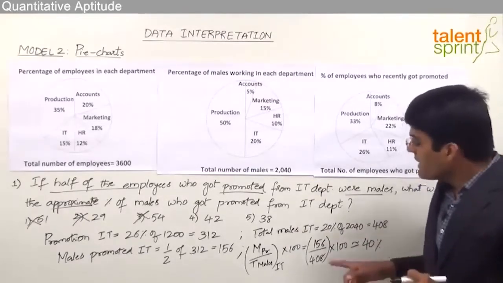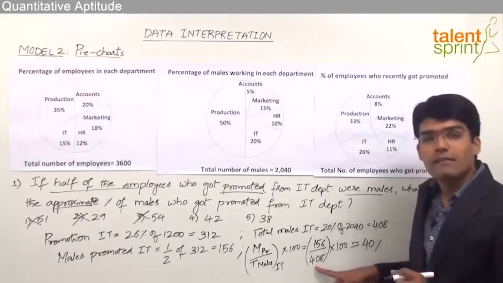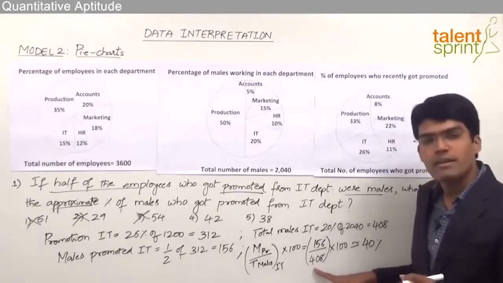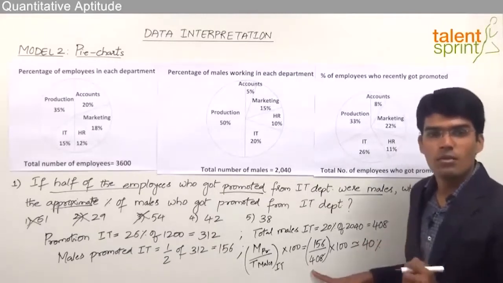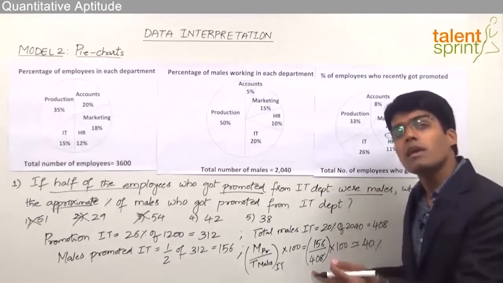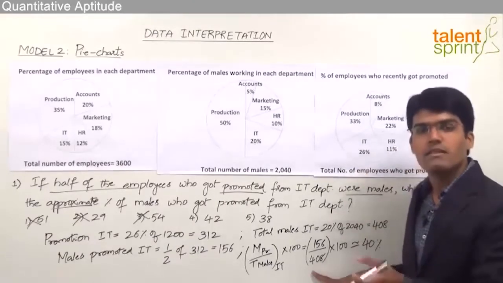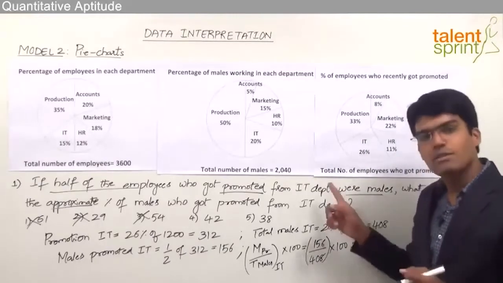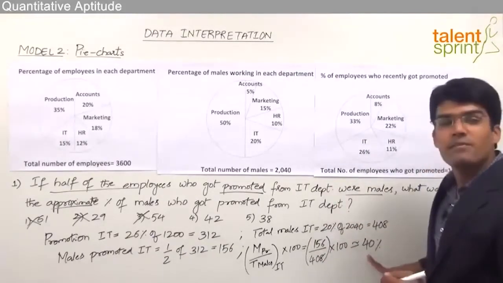If you observe here, the actual denominator is 408. We have taken it as 400. That means approximately we have taken the denominator as 400. Actual denominator is 408. That means actual denominator is more. When the actual denominator is more, actual value will be less. Why? Because once the denominator increases, value decreases. So if actual denominator is more, actual value will be less. So it should be less than 40%.